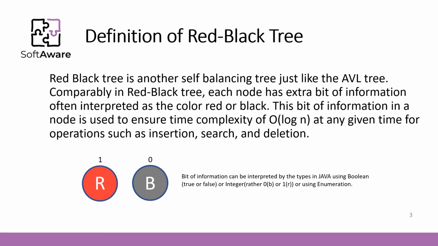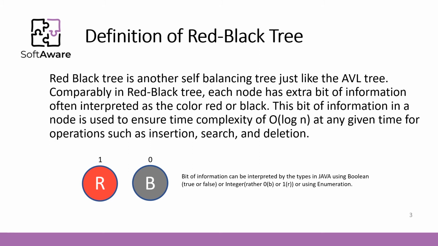Red-black tree is another self-balancing tree just like the AVL tree. Comparably, in a red-black tree, each node has an extra bit of information often interpreted as red or black color. This bit of information in a node is used to ensure a time complexity of big O log n at any given time for operations such as insertion, search, and deletion.